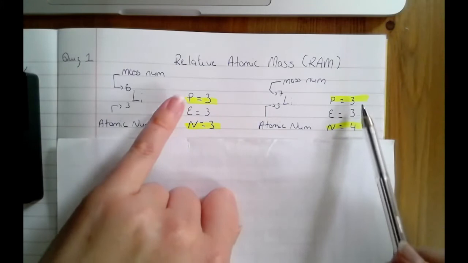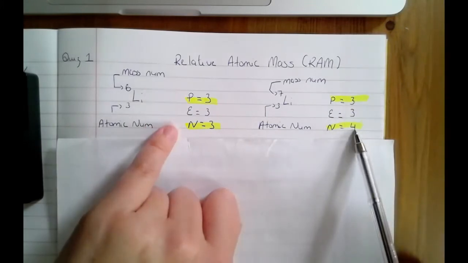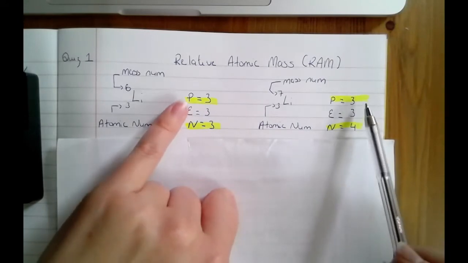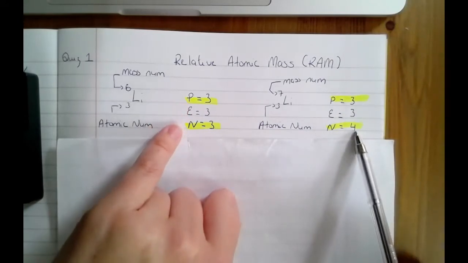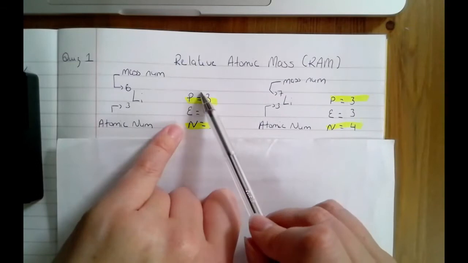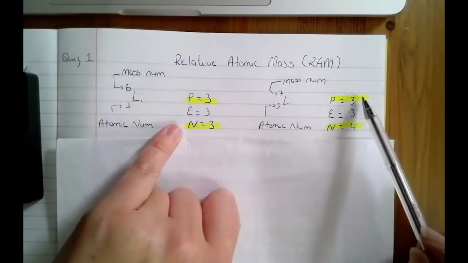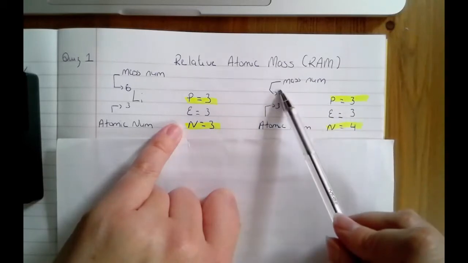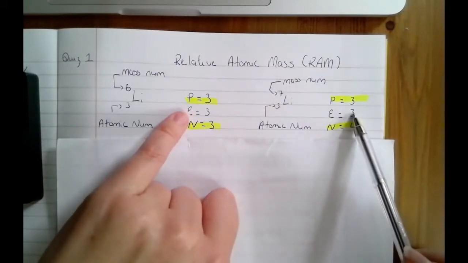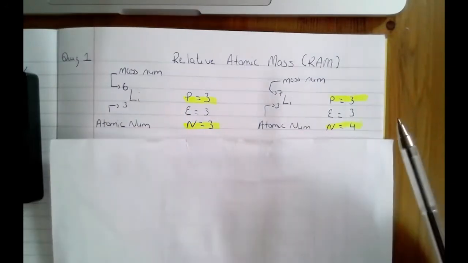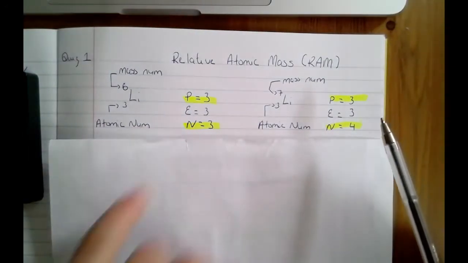I've highlighted protons and neutrons because protons and neutrons have mass. Protons have a mass of 1, neutrons have a mass of 1. When I've got 3 protons and 3 neutrons, my mass number is 6. When I've got 3 and 4, my mass number is 7. I don't include the electrons in the mass because electrons are very light and their mass is negligible.